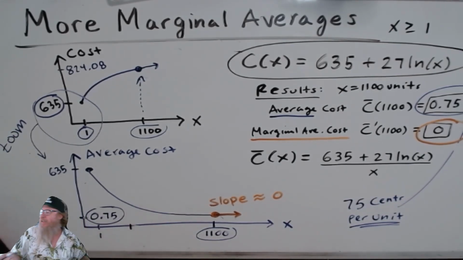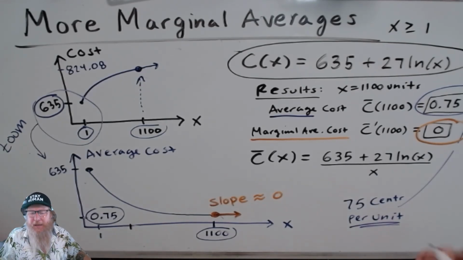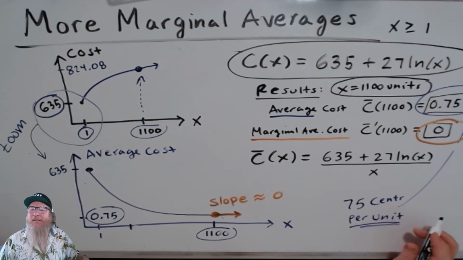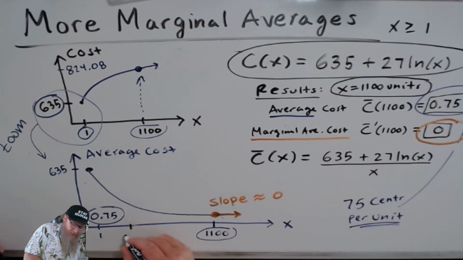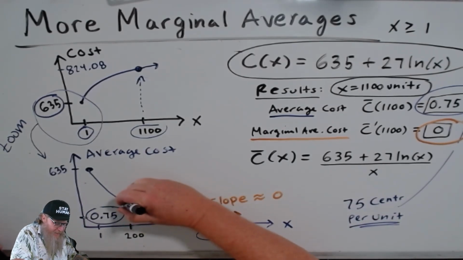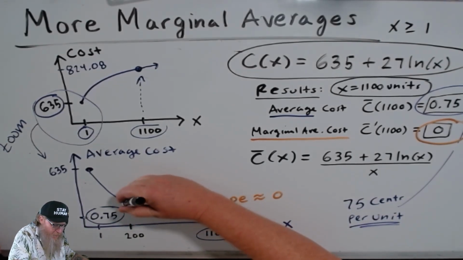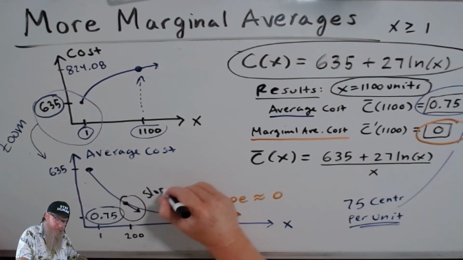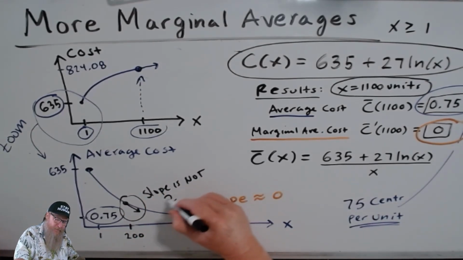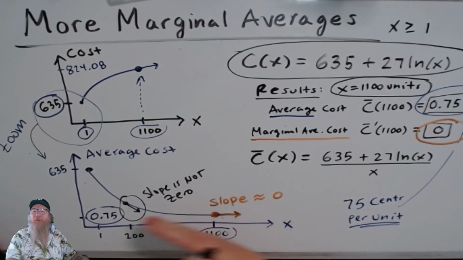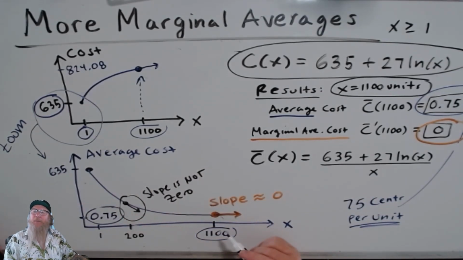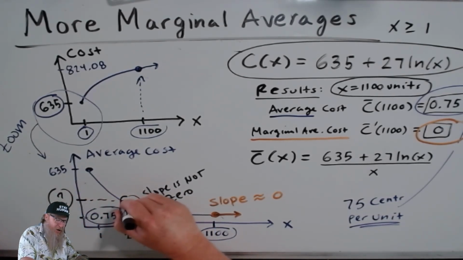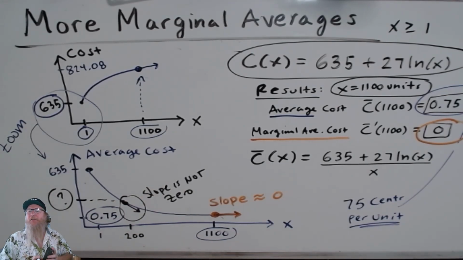So basically, if we come back here and we produce fewer units, let's say 200 units, you'll see that the slope is not going to be 0. When you produce fewer units, you'll also have a higher average cost.